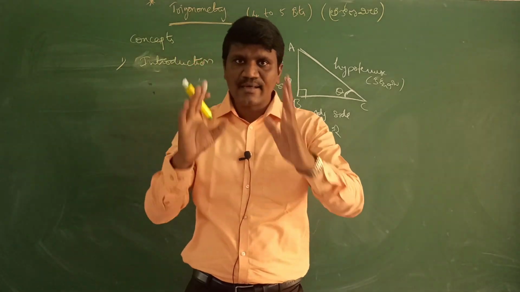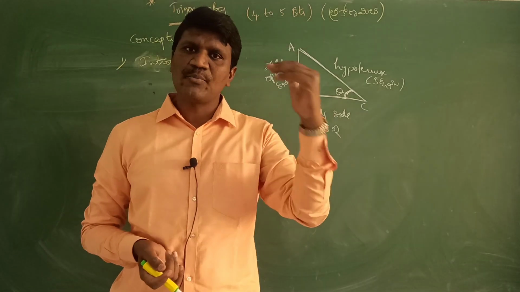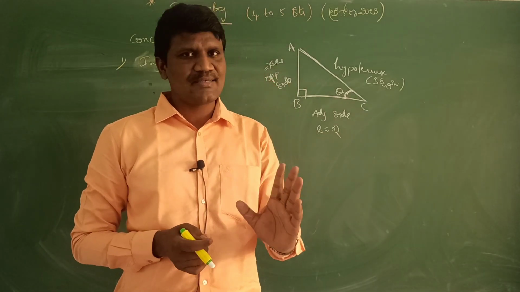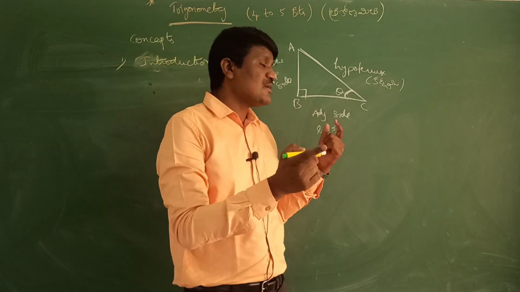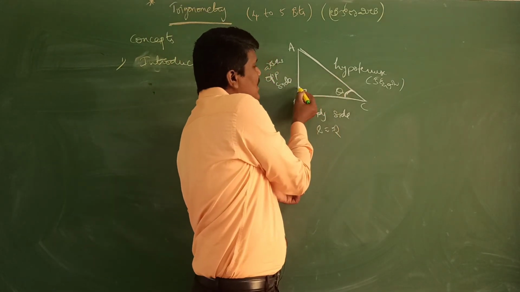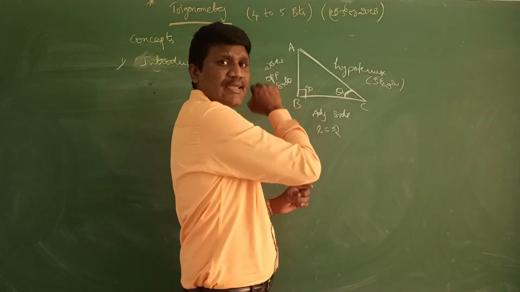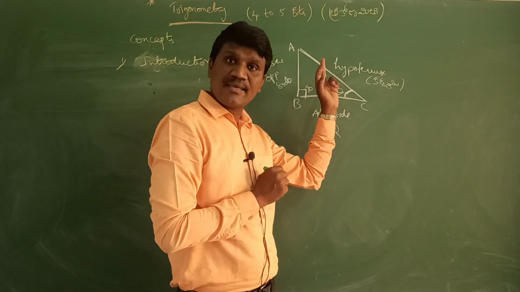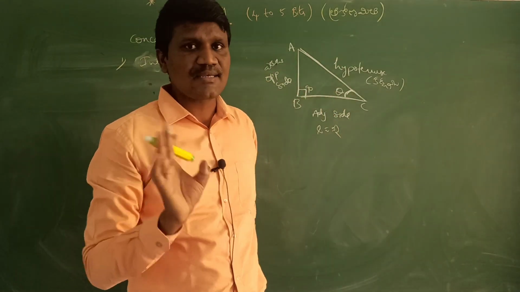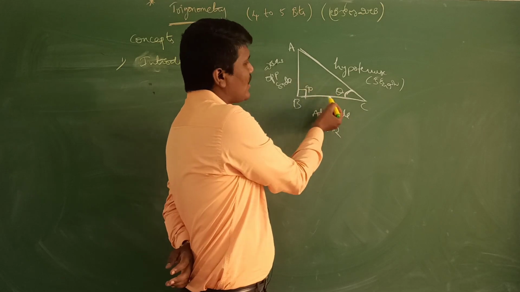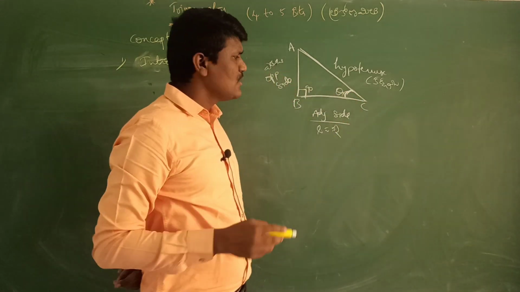So in the right angle triangle there will be three sides. One is the hypotenuse. Always the hypotenuse is the longest side, because opposite to the largest angle is the longest side. The 90 degrees is the highest angle, so opposite to the highest angle will be the hypotenuse, which is the biggest side. And the remaining two are the adjacent side and the opposite side.